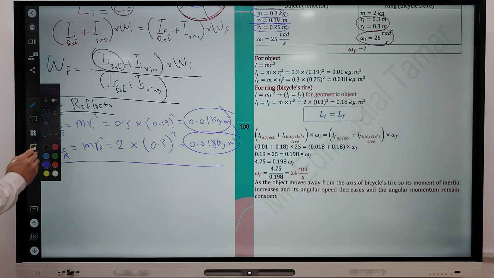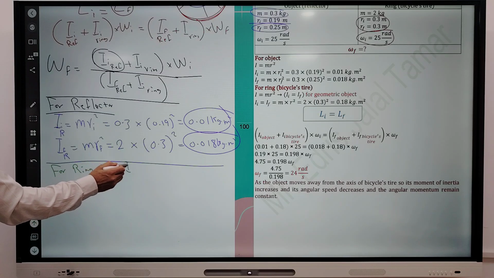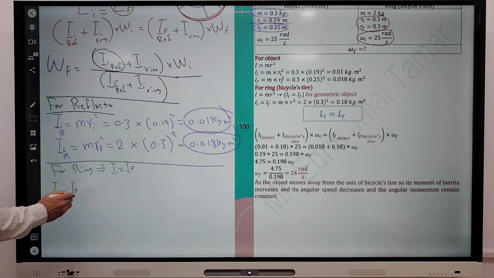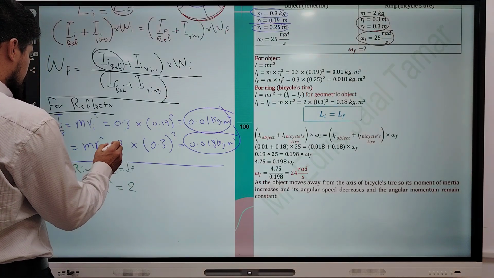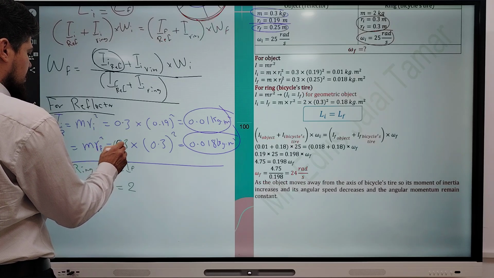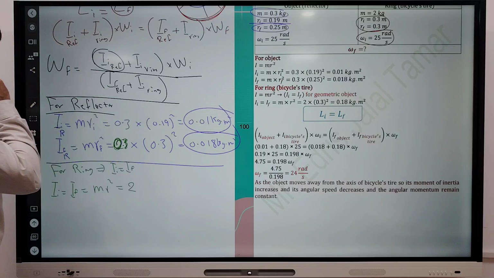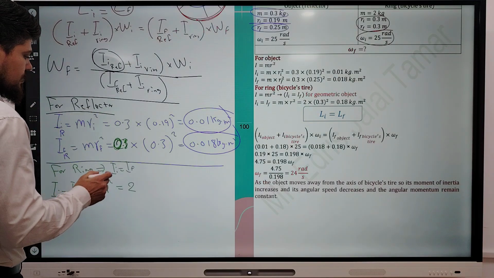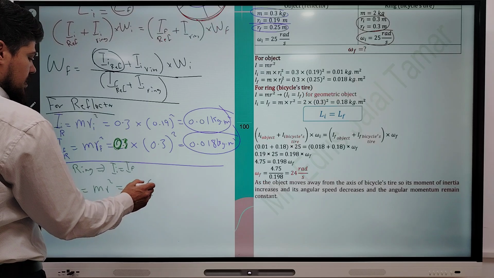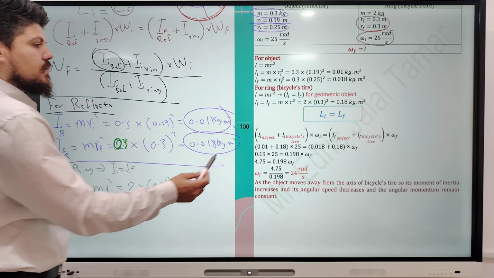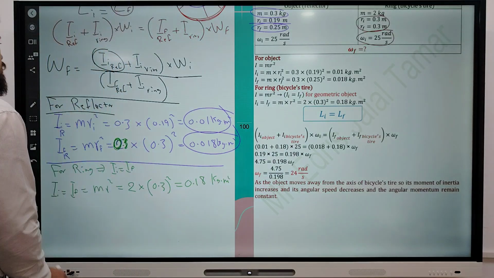For the geometric shape, the ring, as I told you, I initial is equal to I final, which is equal to m r square. The mass was given, 2 kilogram. Sorry, be careful: 0.3 is the radius, not the mass. The ring's radius is constant, 0.3, because it does not change when the reflector slides away from the axis of rotation. The mass of the ring is 2 kilograms, so 2 times 0.3 square, the moment of inertia for the ring is equal to 0.18 kilogram meter square.